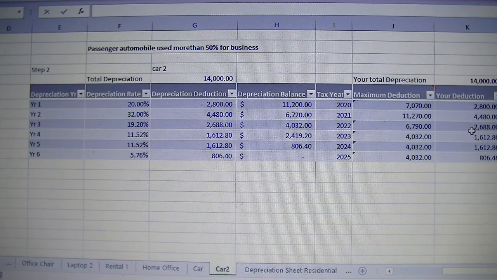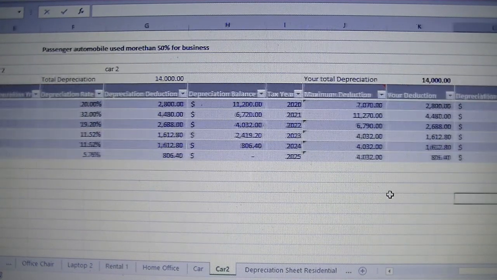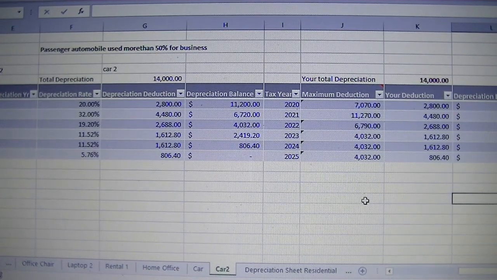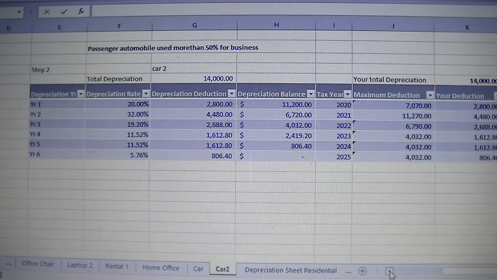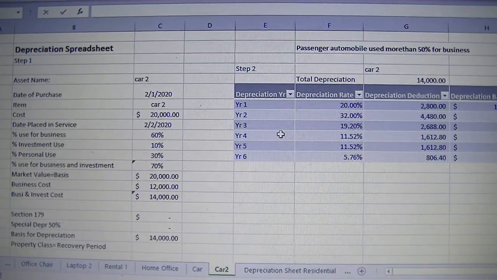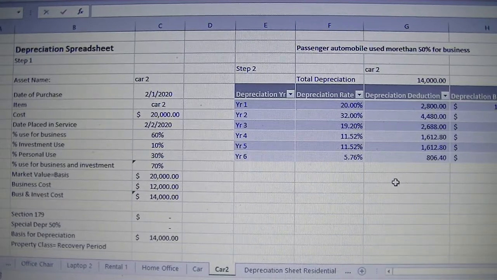So that's if the car is expensive, the price is quite high and you are using it for your business, and it turned out that the maximum depreciation allowed is less than the depreciation deduction. So the amount you'll be claiming may not total to the basis for depreciation by year 6. Just keep that in mind. But if the car is not expensive, chances are you'll be done depreciating by year 6.